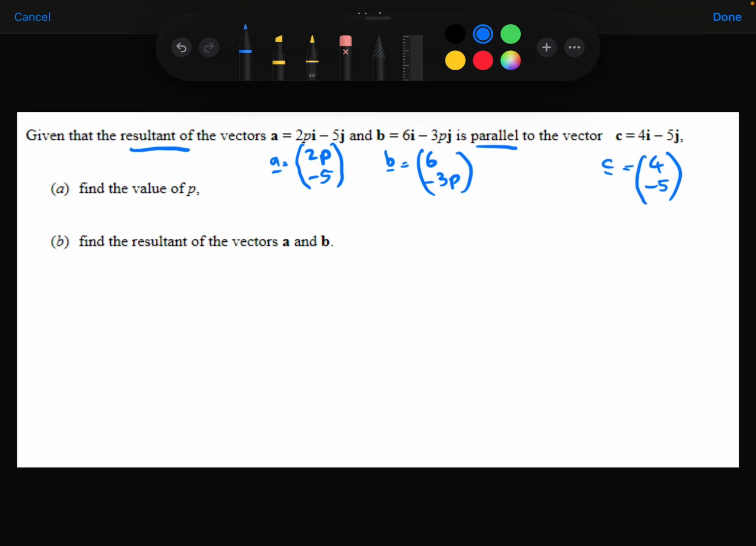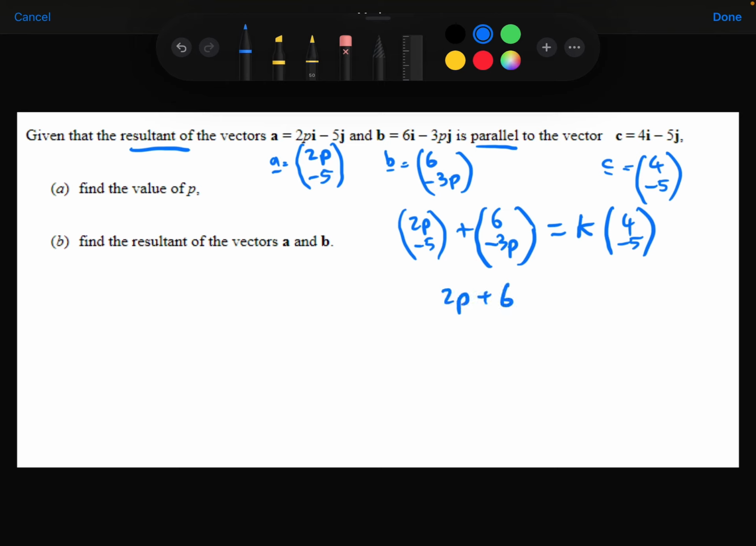So the resultant of A and B, so adding A and B together, that's the resultant of A and B. That's going to be parallel, so some multiple of C. So 2p plus 6 would equal 4k, and minus 5 minus 3p would have to equal minus 5k.